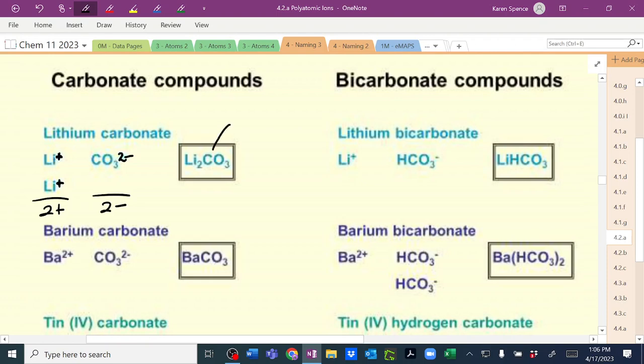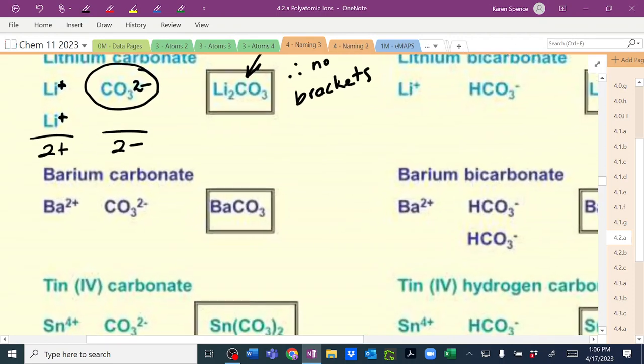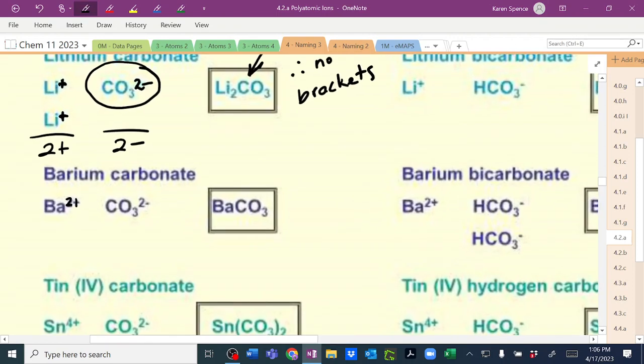Now, do we have brackets on the CO3? No, because there's just one CO3, therefore no brackets. Now barium carbonate, barium is 2+, carbonate is 2-, so the 2+ is already equal to the 2-, so we just need one of each. Okay, and again, no brackets.